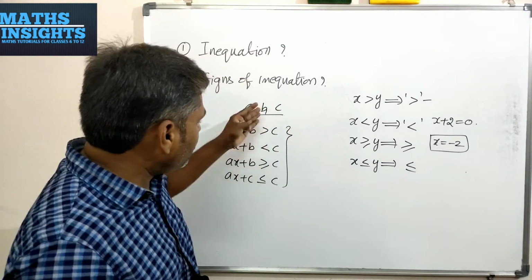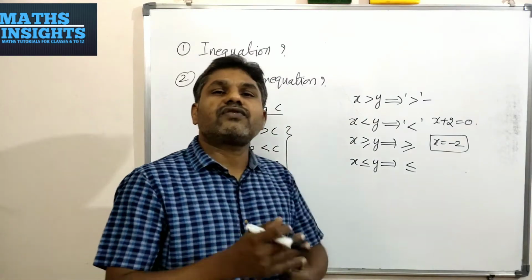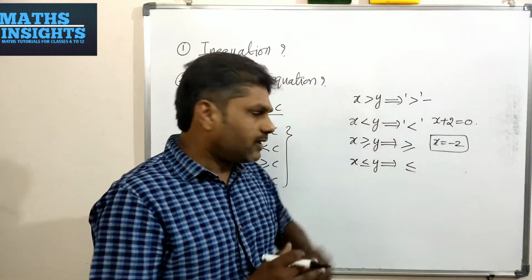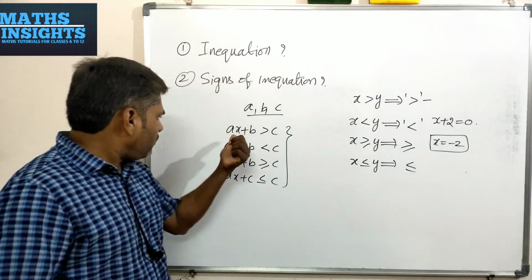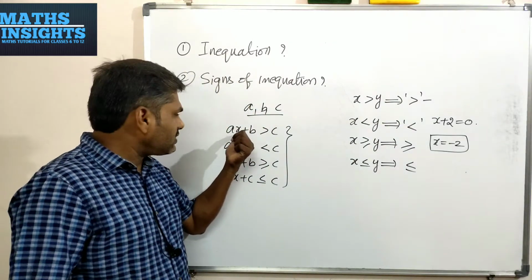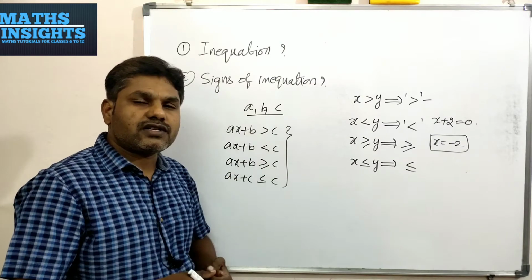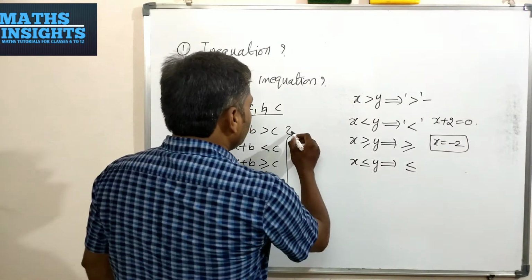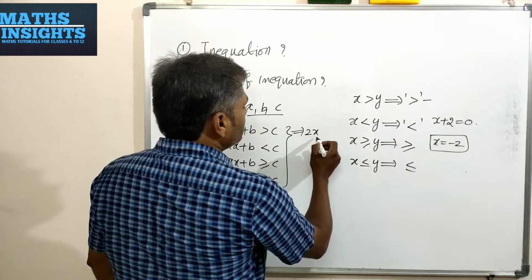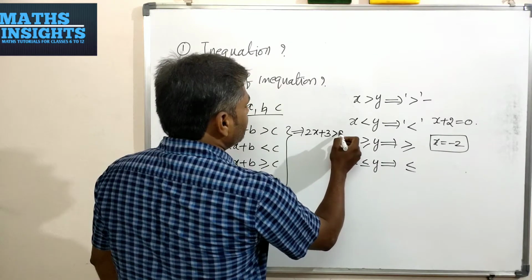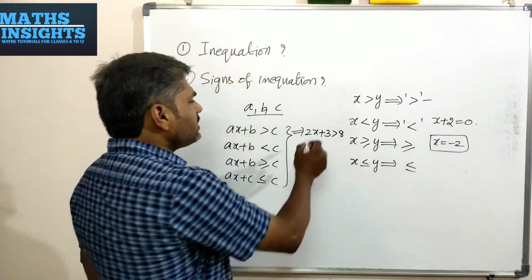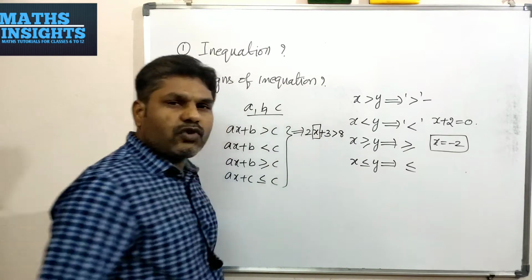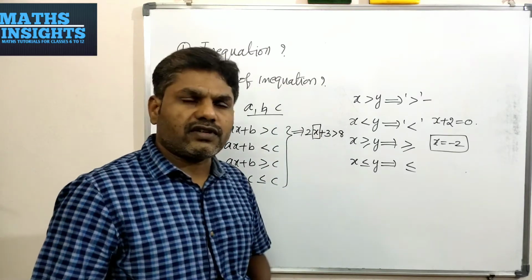Why? Because they are containing the signs of inequality, what I said here. Now the variable here is x and a, b, c are constants. Those are numbers. For example, if you want to take an example for this, 2x plus 3 is greater than 8. x is the only variable involved in this inequation.